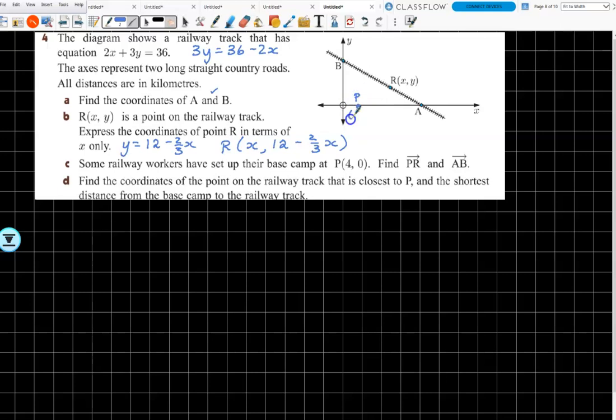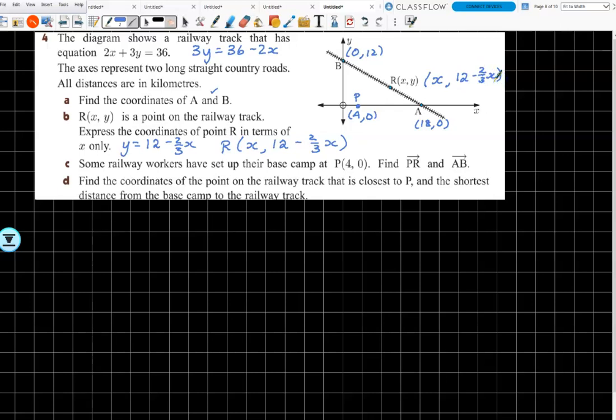Some railway workers have set up their base camp at P, so P would be somewhere here maybe, (4, 0), because what was that? Was that 18? (18, 0), and what was my y-intercept? 12. Okay, and so now we're happy to find PR because I'm now rewriting R as (x, 12 minus 2/3 x). Agreed?